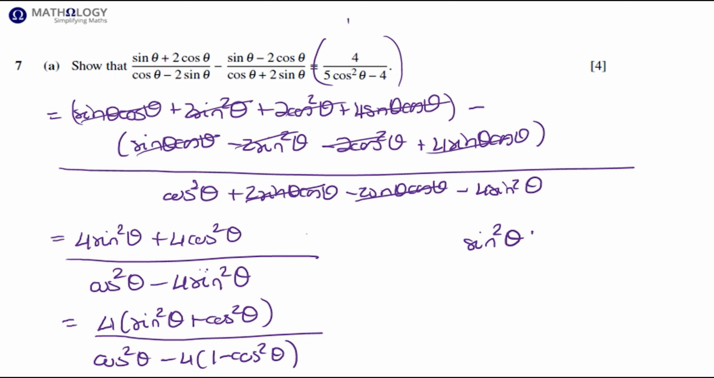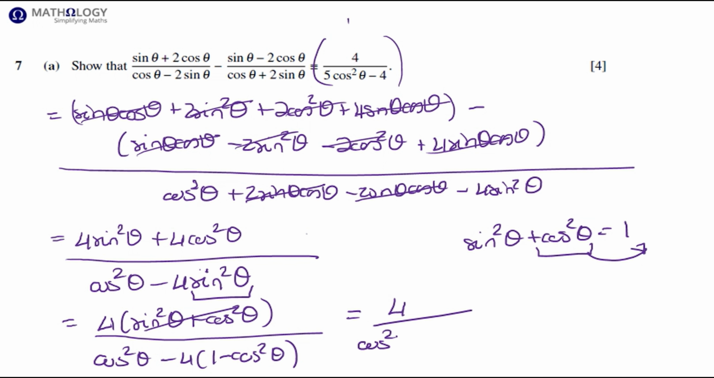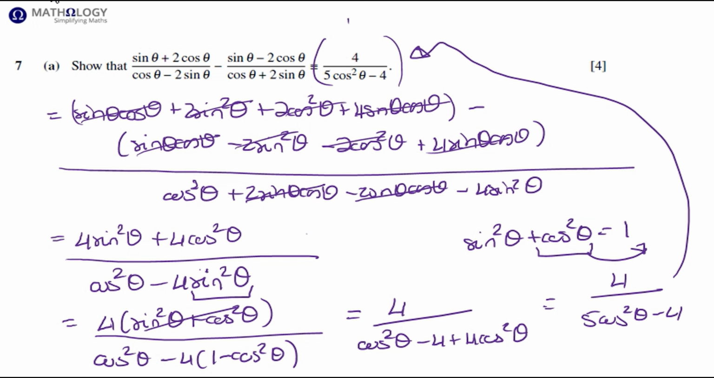Recall the square identity, sine squared theta plus cos squared theta equals 1. So the numerator, we just have 4. Sine squared theta equals, if we take that term across to the right hand side, 1 minus cos squared, so that's where we got that from. So we have 4 over cos squared theta minus 4 plus 4 cos squared theta, and that equals 4 over 5 cos squared theta minus 4, and that equals the right hand side.